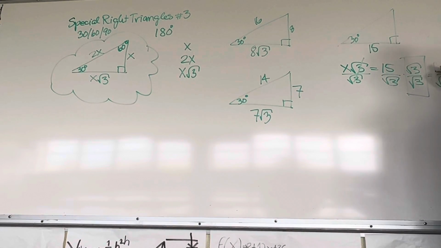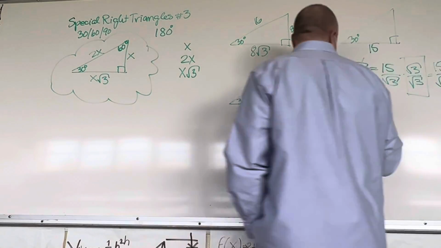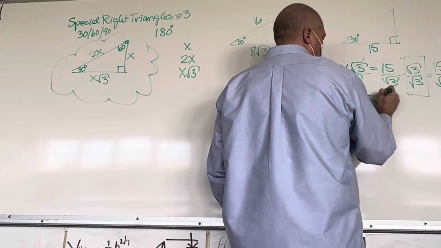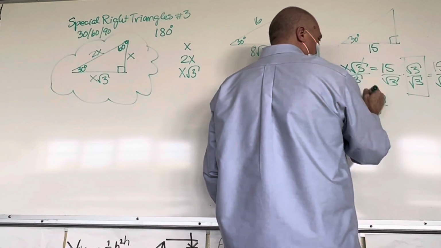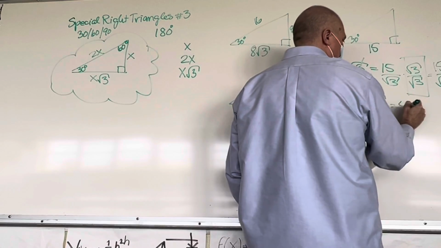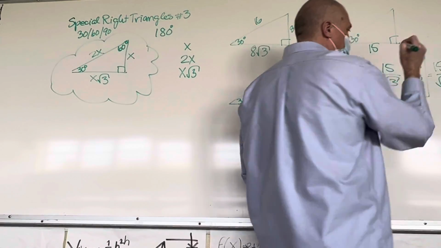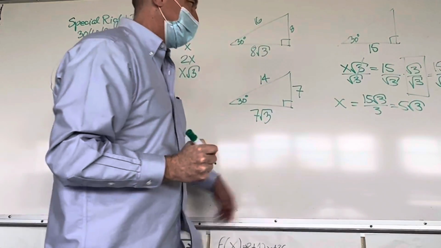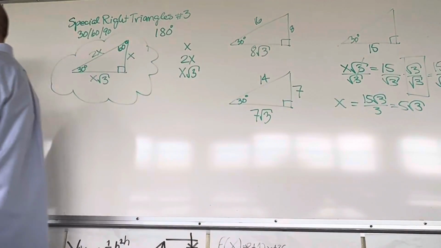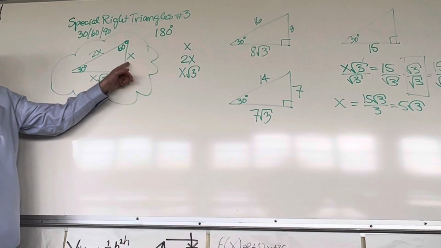15 times radical 3 is across the top, or numerator position. X here is still equal to 15 radical 3 over 3. 15 divided by 3 goes in 5 times, and the radical 3 is still there. 5 radical 3. This is the hard part for students to get. If x is 5 radical 3, that's what x is. And this side is x.